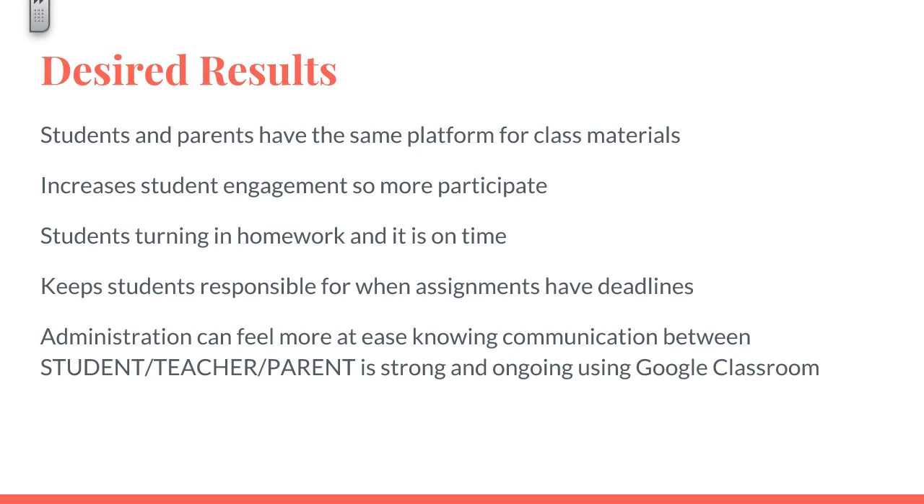Students are responsible for when their assignments have deadlines. Again, that's huge for middle school and high school students to know, this is a deadline, I have to turn this in. And then the fifth example of a desired result is that administration can feel more at ease knowing that the communication between students, parents, and teachers is strong and ongoing using Google Classroom. So the administration can know that my teacher is communicating with students and parents about the expectations that are happening in that classroom.